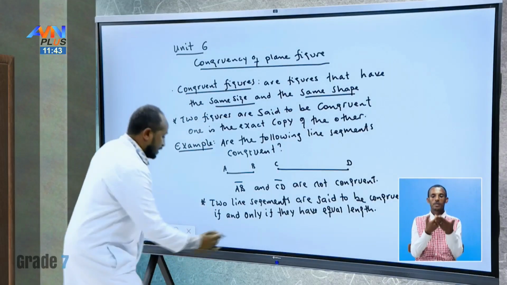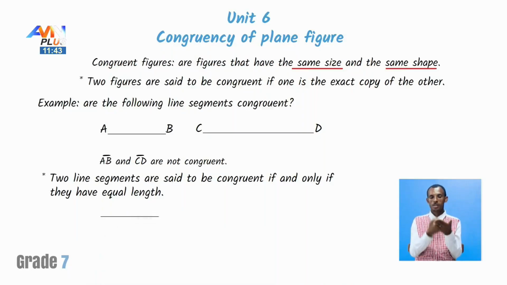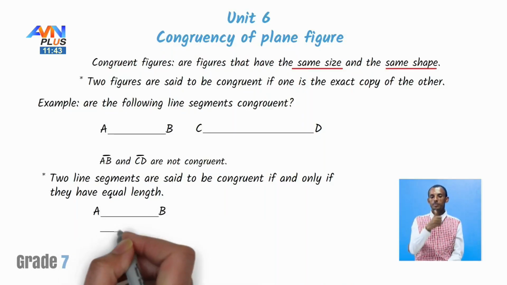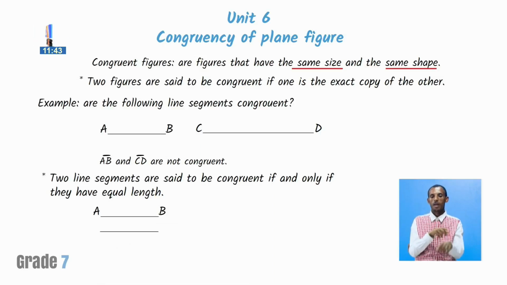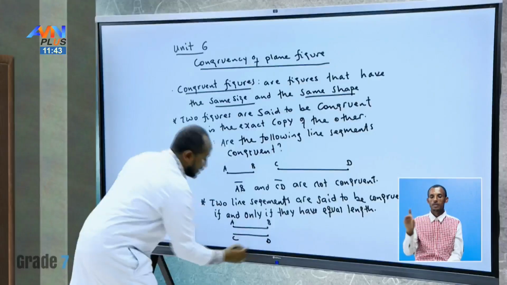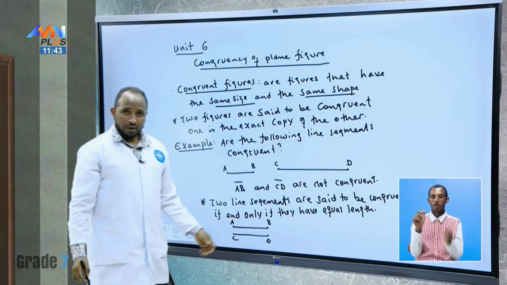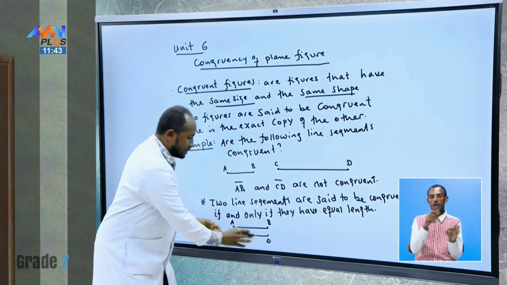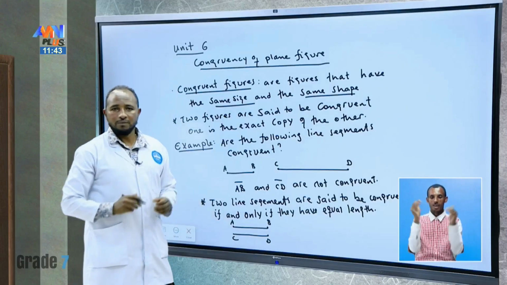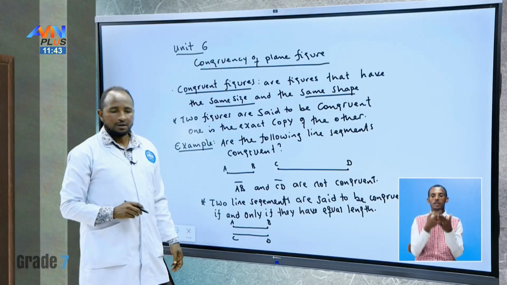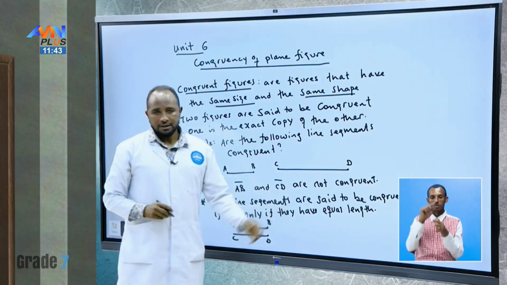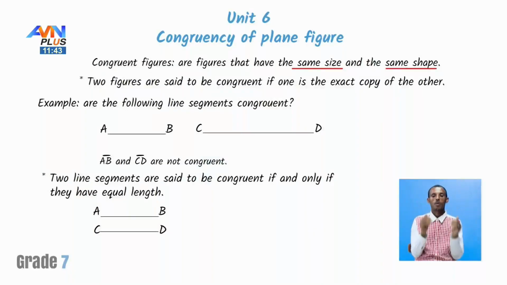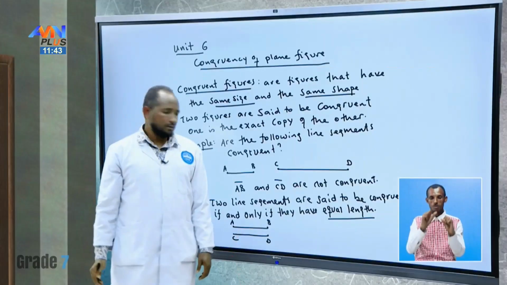Here, if you take this line segment AB and again another line segment CD, as you can see, both of these two line segments have equal lengths. If you put line segment AB on CD, it exactly fits. They have equal measure. Therefore, they are congruent. So, in order to say two line segments are congruent, they must have equal lengths. Now, let's continue to the next part.